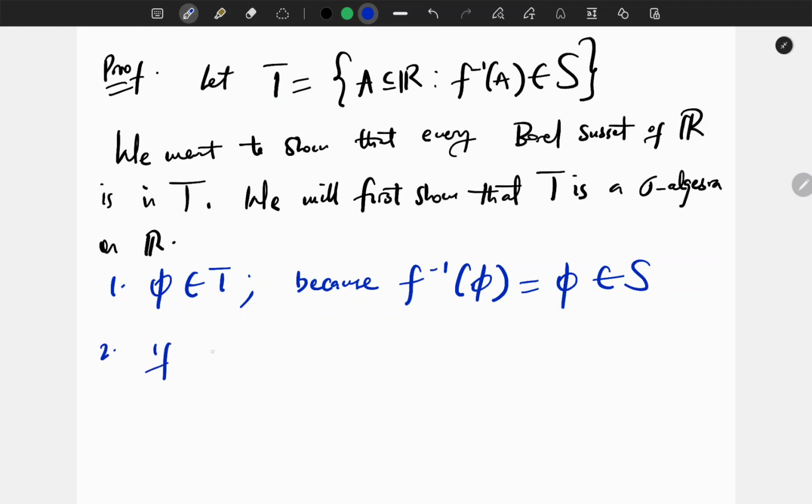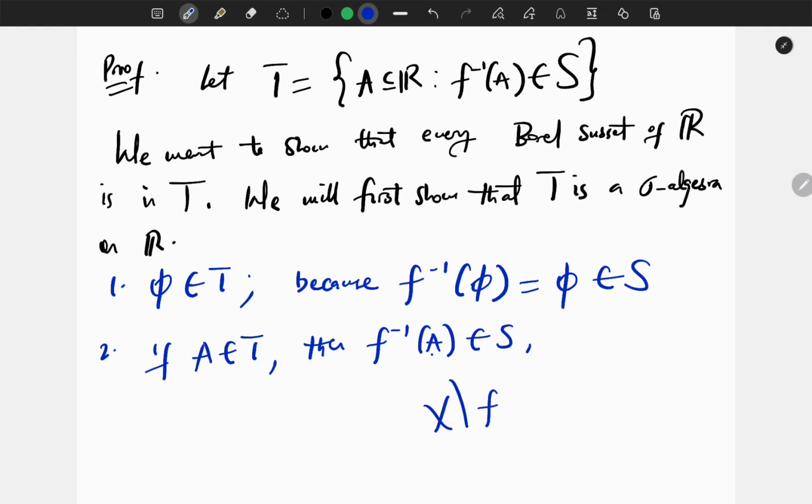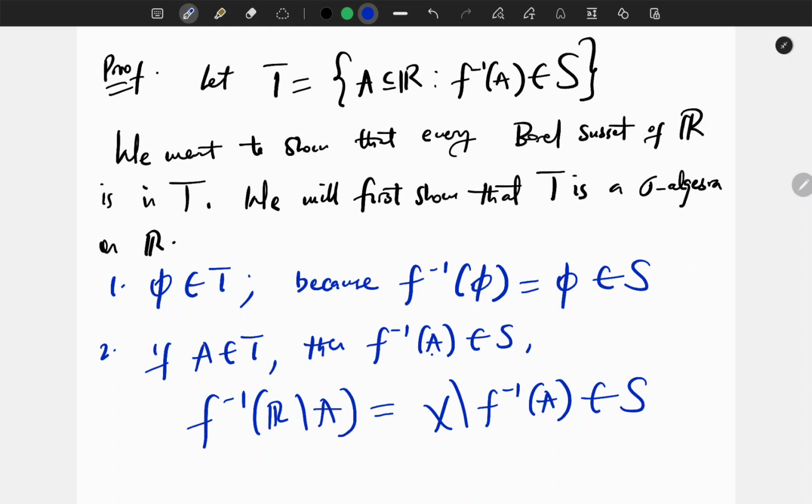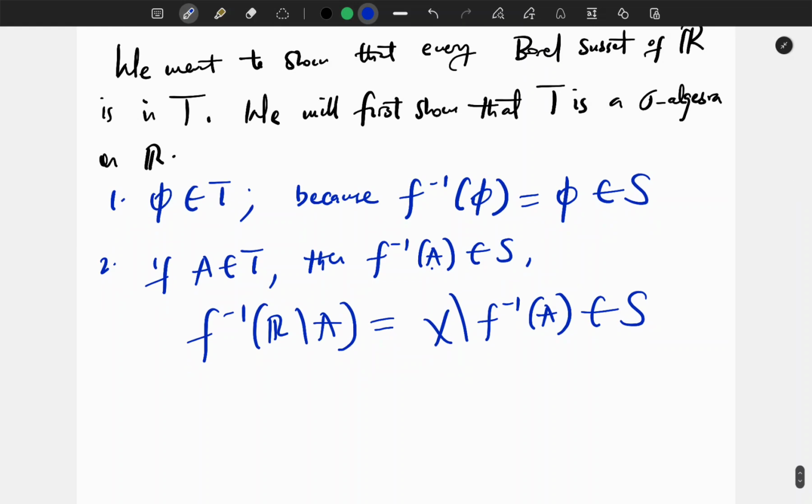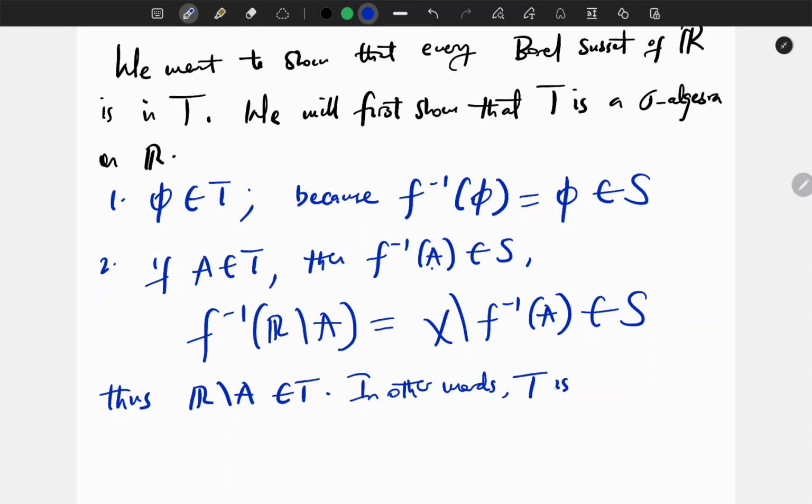Okay, so 2, if A belongs to T, then f inverse of A belongs to X. And we know that if the pre-image of A is in X, then the complement also should be in the sigma algebra. By the properties of pre-image, this is the same thing as f inverse of R take away A. That shows that T is closed under complement. So thus, R take away A is also in T. In other words, T is closed under complementation.